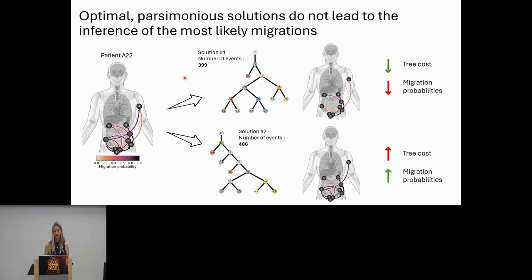However, when we look at the migration probabilities from this solution, we can see that they're actually very low, and this is unlikely to have occurred. Whereas when we look at one of the trees that is less optimal, it has a couple more events, we can see that the migrations resulting from this are much more likely. And so this tells us that accounting for these multiple solutions is important to give us an idea of high probability metastatic migrations. In particular, accounting for these suboptimal solutions too may help us, because it could be that the less optimal solutions give us migrations that are more highly probable.